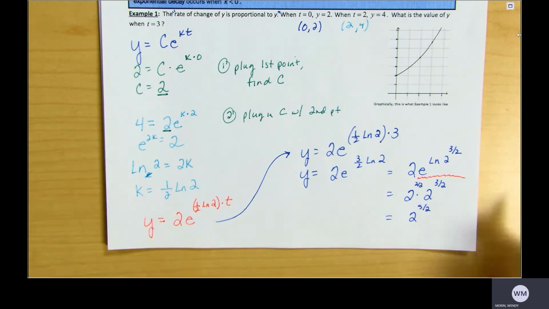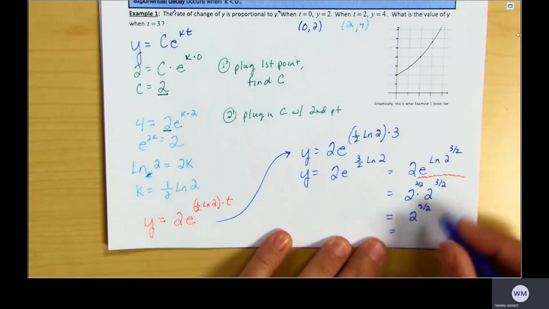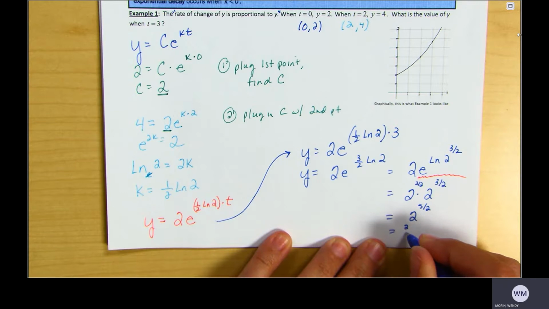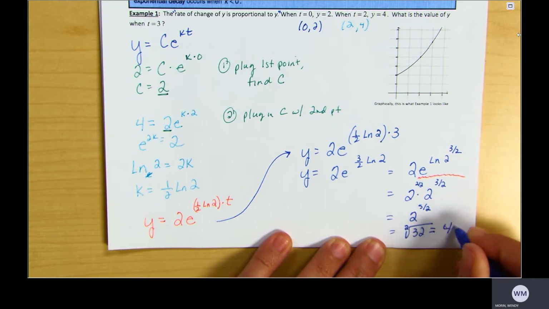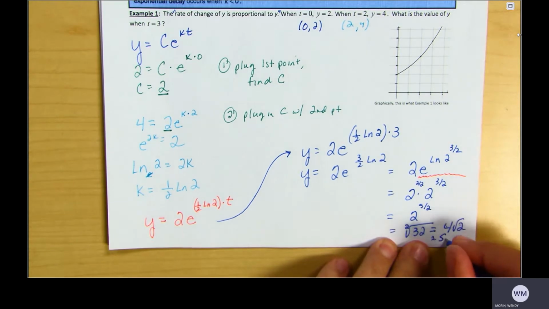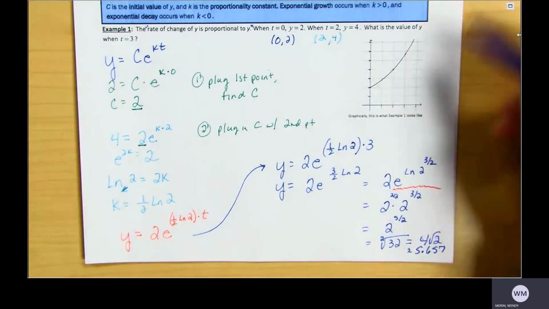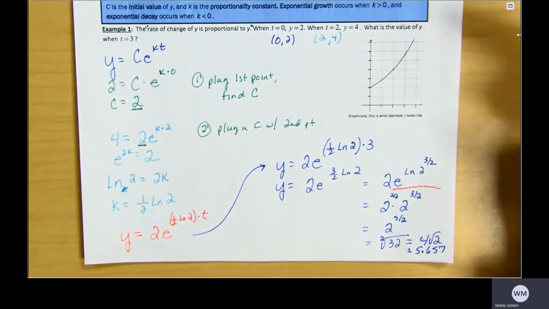Now, different ways you can take the square root of 2. We don't know the square root of 2. We could do 2 to the 5th. So it's the square root of 32, which reduces to 4 square roots of 2. And 4 square roots of 2 could be a multiple choice answer. Okay. 4 times the square root of 2 is approximately 5.657.